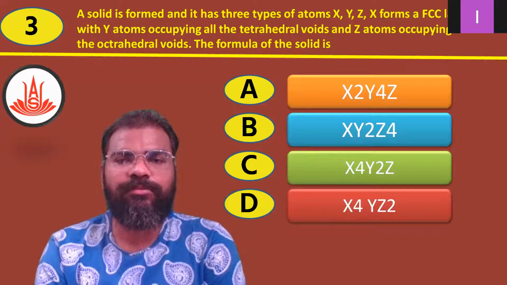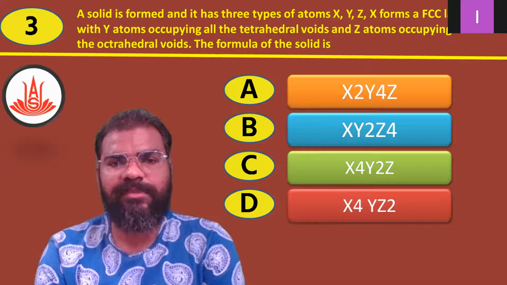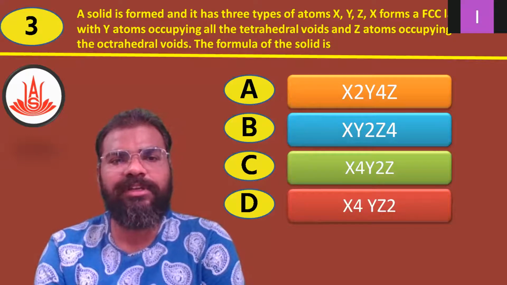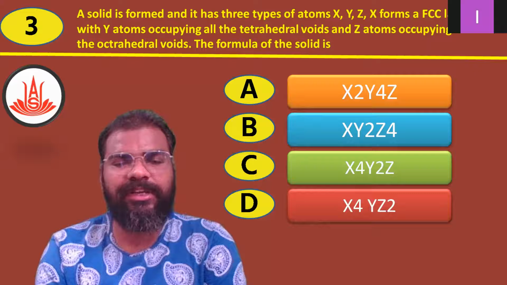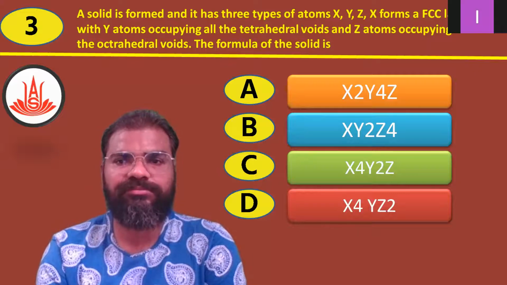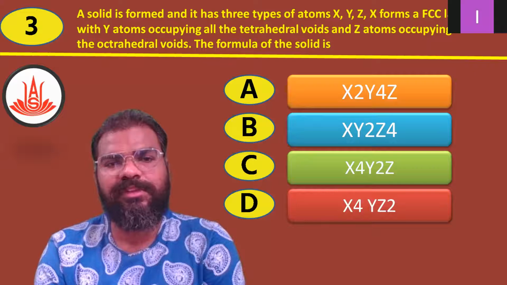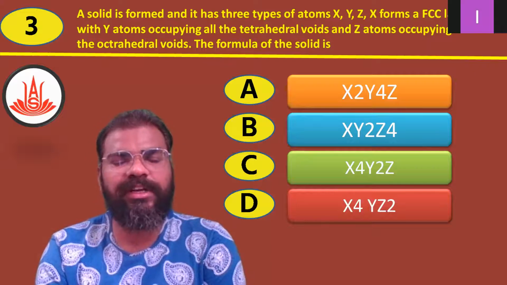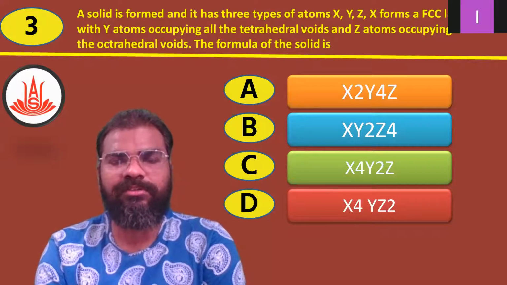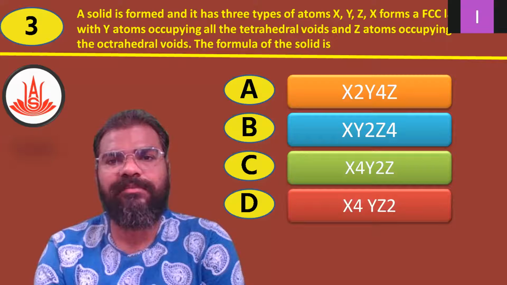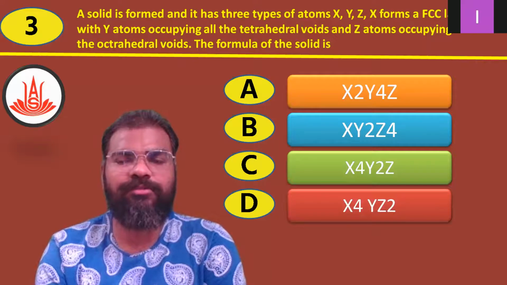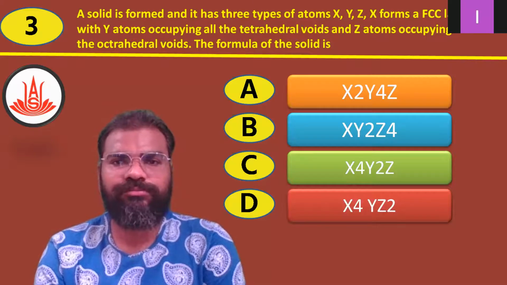So the formula of the solid compound is, once again, a solid is formed. It has 3 types of atoms: capital X, capital Y and capital Z. X forms FCC lattice, that much they have given. Y atoms occupying all the tetrahedral void and Z जो octahedral का half cover कर रहा है. तो formula of a compound we have to find out.